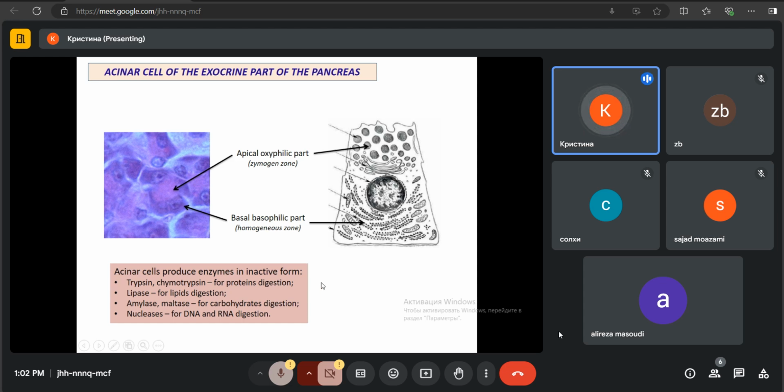The function of acinar cell is to produce the enzymes in inactive form, such as trypsin, chymotrypsin. They are enzymes for protein digestion, lipase for lipid digestion, amylase and maltase for carbohydrate digestion, nucleases for DNA and RNA digestion.